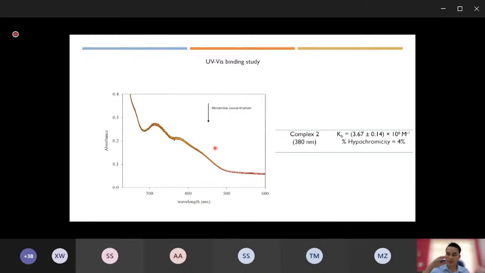So we replot, okay, we got the graph. So we calculate the KB. KB is the binding constant. How is the binding strength between our complex and the histamine? So we got around 3.67 plus or minus 0.14 times 10 to the power of 6. Okay, this shows that this complex is a good optical sensing material, a good binder towards the target. As previously reported in the literature, it is around 10 to the power of 4 to 5, but in this project we got 10 to the power of 6.